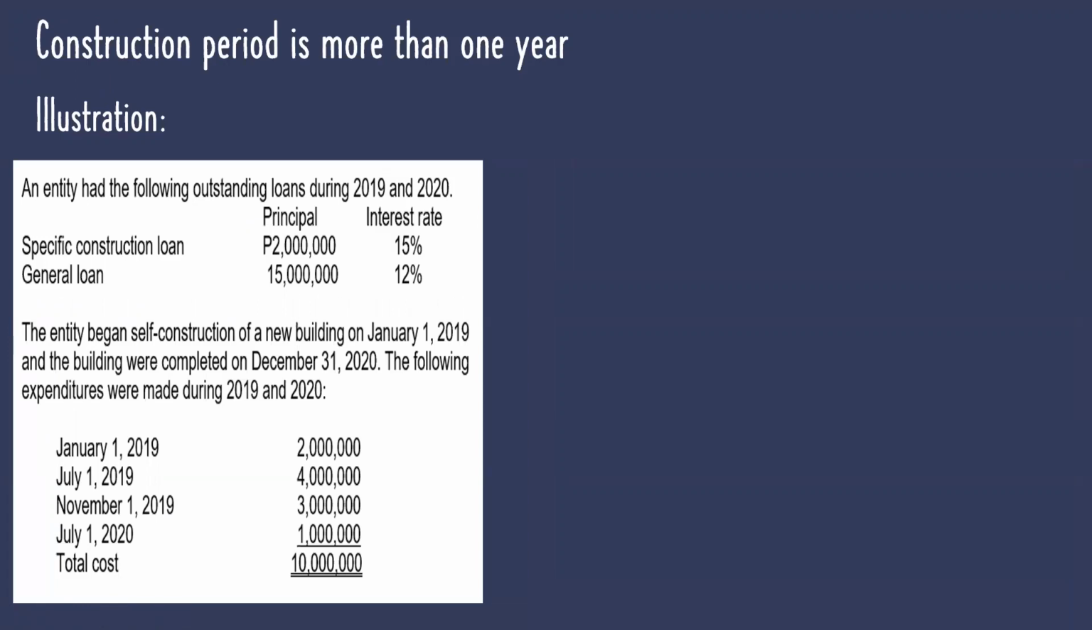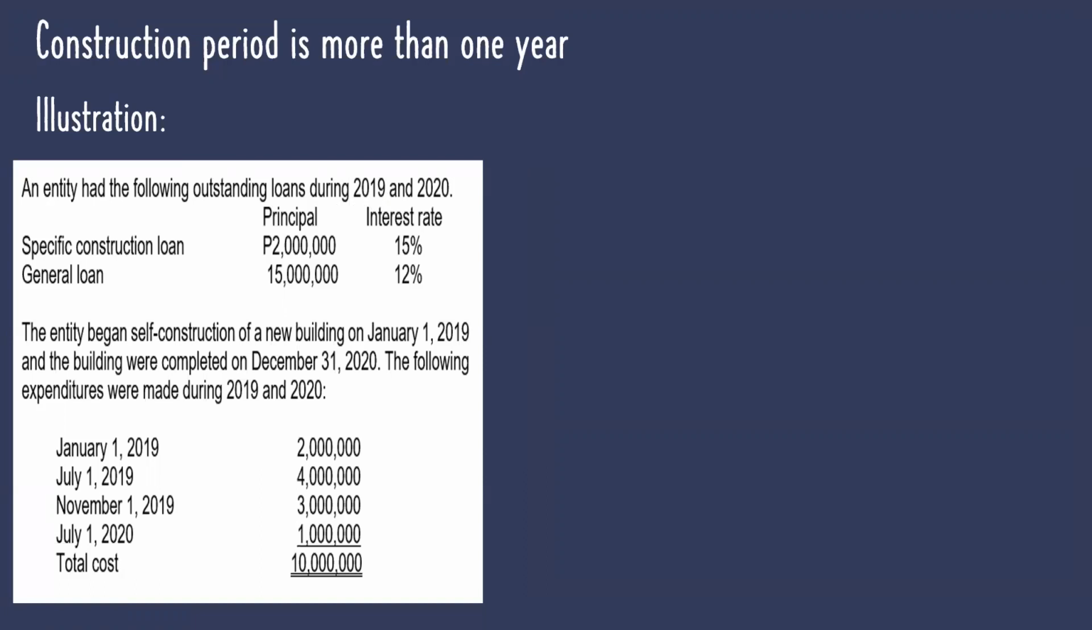So what if hindi umabot ng 1 year, no? So more than 1 year, what if the construction period is more than 1 year? Kasi the previous discussion is 1 taon lang talaga. So what if ang construction period ay naglast siya for more than 1 year? So we have here an illustration. So an entity had the following outstanding loans during 2019 and 2020. So for the specific loan, you have 2 million. The interest rate is 15%. For the general loan, you have 15 million. The interest rate is 12%. So the entity began construction of a new building on January 1, 2019.